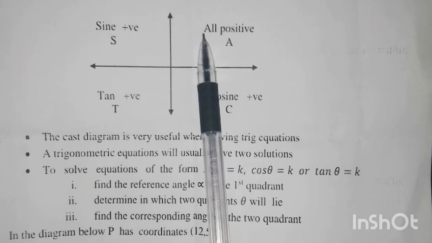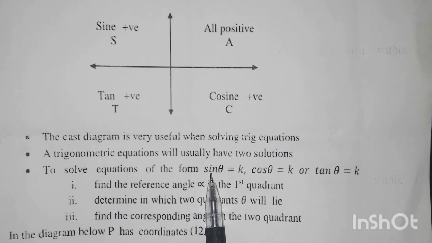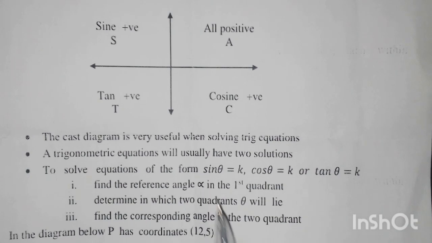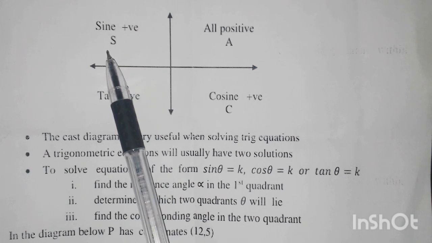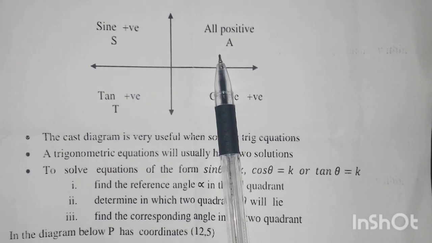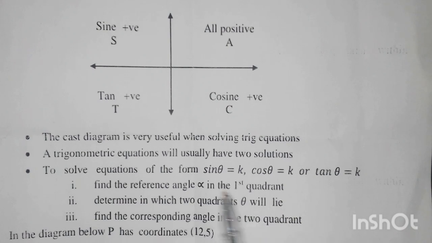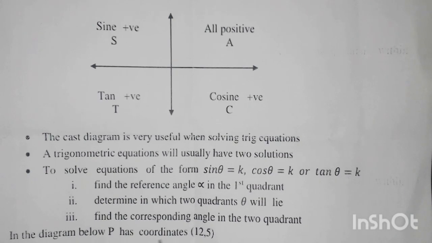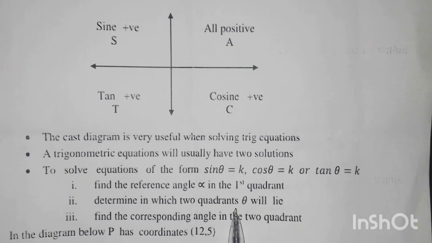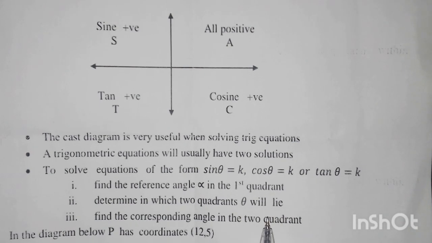So for the theta that you are going to find, you ask yourself, in which quadrant? For instance, for sine theta, you ask yourself, in which quadrant is sine positive? If it is the second quadrant, then theta is in the second and first quadrants. After determining the quadrants, you do the last part, which is to find the corresponding angle in the two quadrants where theta lies.